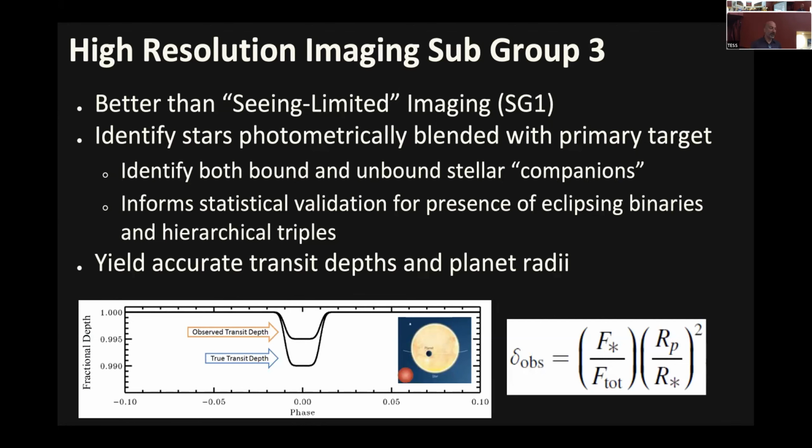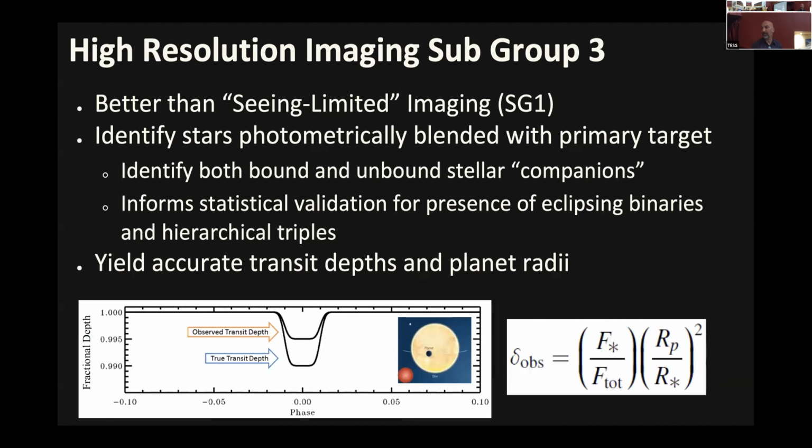SG3, just as a reminder, the intent here is seeing-limited imaging, where we are trying to identify stars that are photometrically blended with the primary target, and we want to identify both bound and unbound stellar companions. In particular, this helps us inform the statistical validation for the presence of the planet and get rid of the eclipsing binaries and the hierarchical triples if we can. But also, much more importantly, it helps us yield accurate transit depths and therefore planet radii.